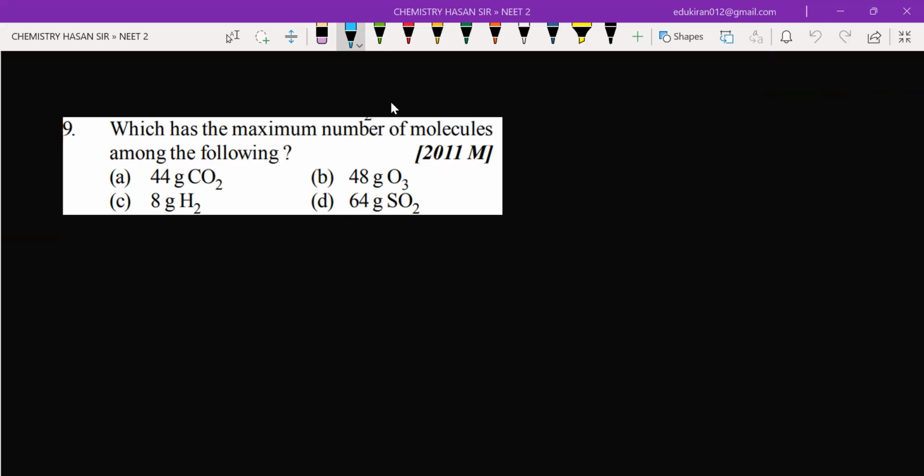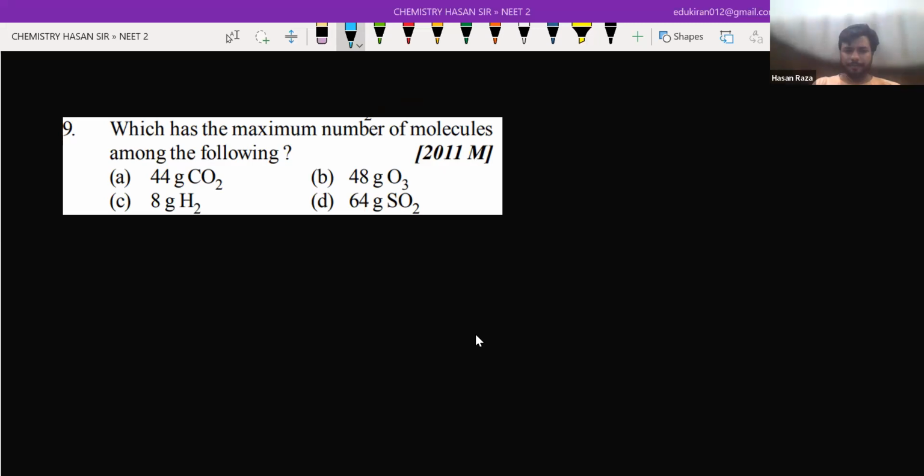Is it C? What is the answer, Rabia? Option C. Option C is a good answer. What is the number of moles that you have got for option C? 4. Right?